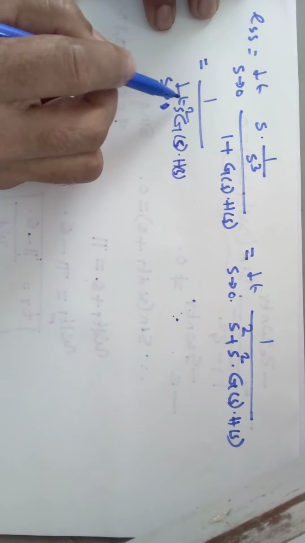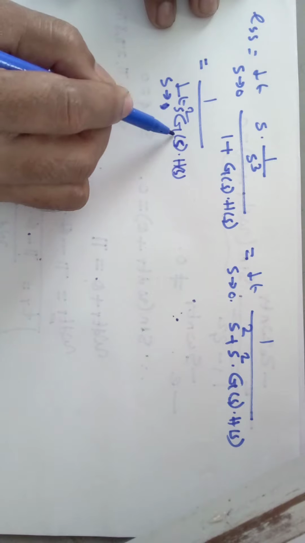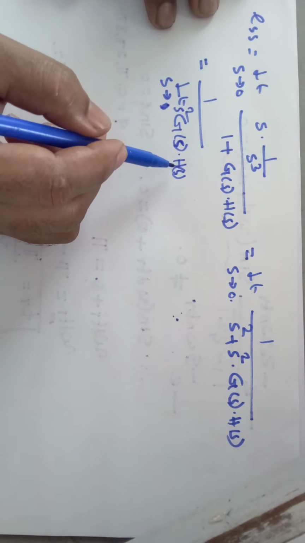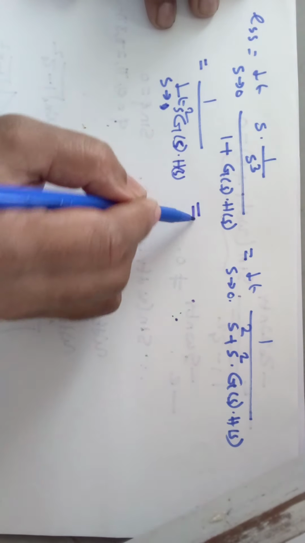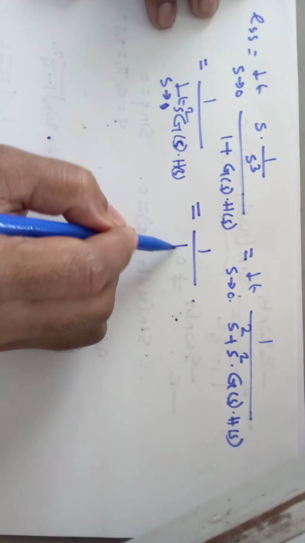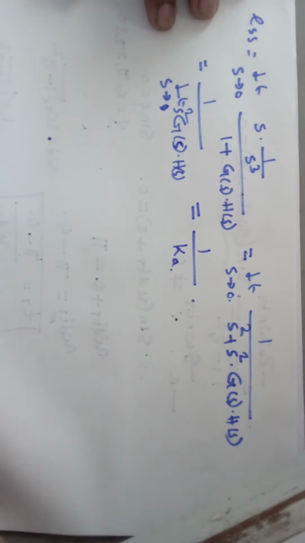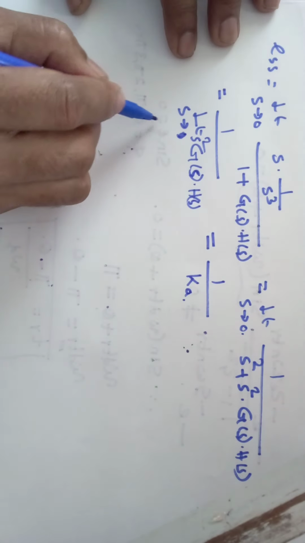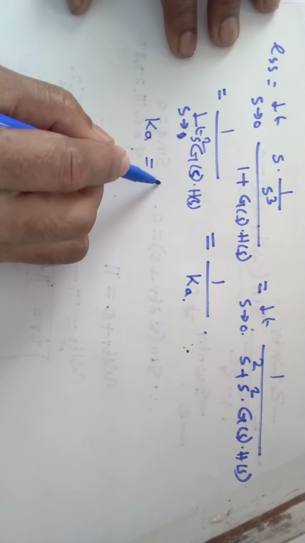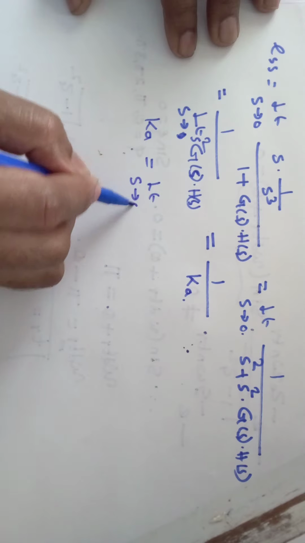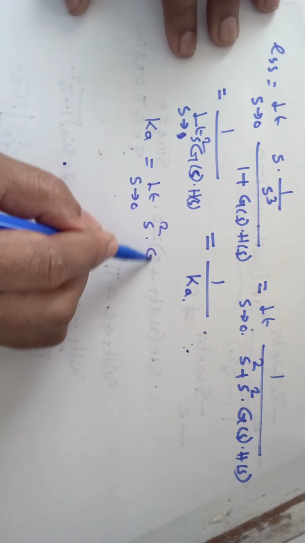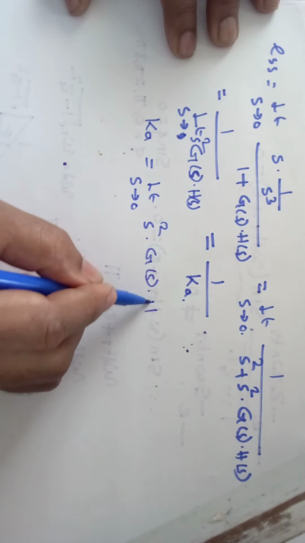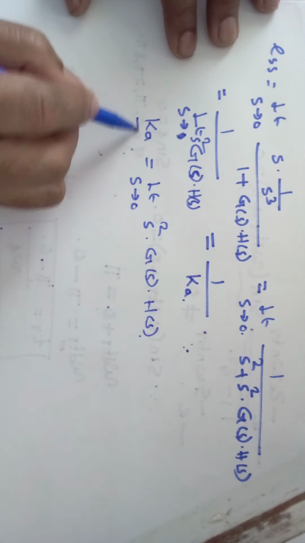So what is this limit s tends to 0 s square into g of s into h of s? It is nothing but your acceleration error constant. Therefore we can write this as 1 by Ka. This is nothing but your acceleration error constant, right? So the quantity Ka is nothing but limit s tends to 0 s square into g of s into h of s. Already we have seen about this, right?